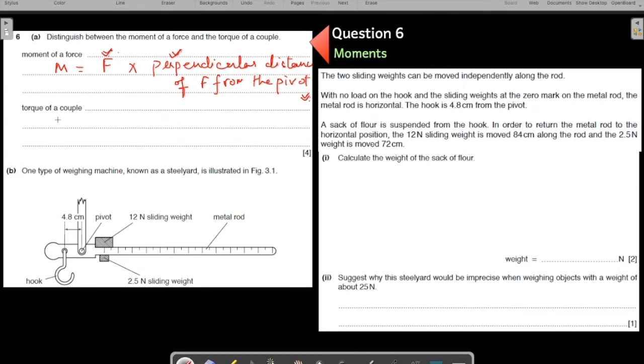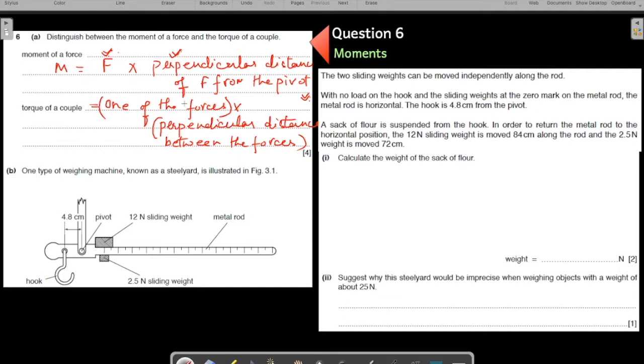And torque. What is torque of a couple? Torque of a couple is one of the forces, not both the forces, multiplied by perpendicular distance. Perpendicular distance where? Between the forces. Makes sense? Let us look at the mark scheme as well.